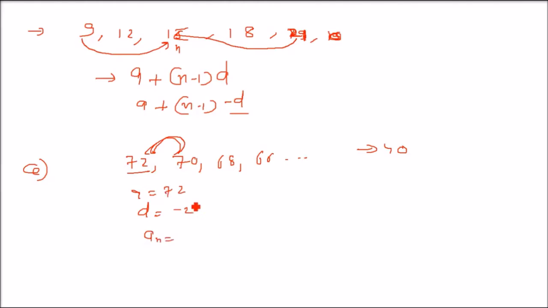So now, what is the nth term, the general term? The general term is A plus n minus 1 into D, that is 72 plus n minus 1 into minus 2. And this is going to be equal to 40. Which term is 40? We have to find n here. You solve and get n equal to 17. This is how the question will come. This is the general term. So there are different kinds of questions that you will find in AP.